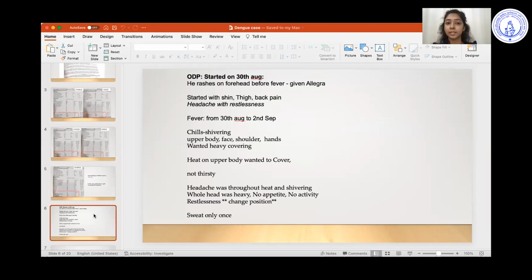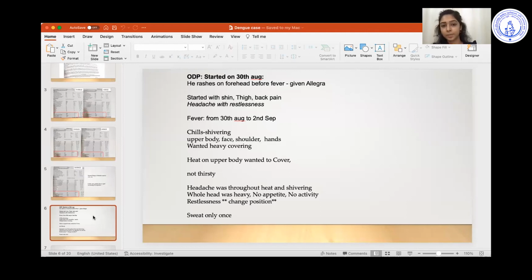So we asked him to tell us in detail what the symptoms were. He told us that his symptoms started on 30th August with pain in the shin bone, thighs pain, and back pain. Then he got the fever. In fever, we generally ask about the stages: chill stage, heat stage, sweat stage, and the symptoms in each stage. That is very important. He was getting shivering in the upper body, face, shoulder, hands. Then he got heat on the upper body. He wanted to cover himself. He wasn't thirsty much. His perspiration was quite scanty. So he had fever from 30th August to 2nd September.